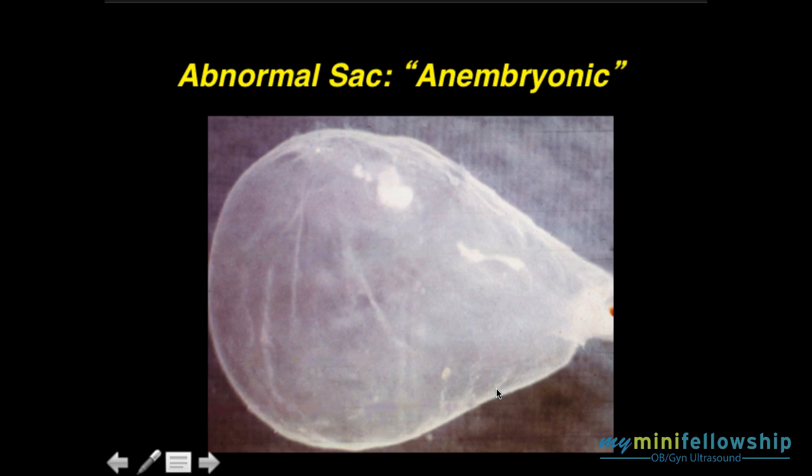Here is a sac that is very much larger, many, many times larger, and yet when we look inside of it, we don't see an embryo or a yolk sac. In fact, we have to look around pretty carefully to even identify any chorionic villi. These are the things that even tell us that thing is a pregnancy.